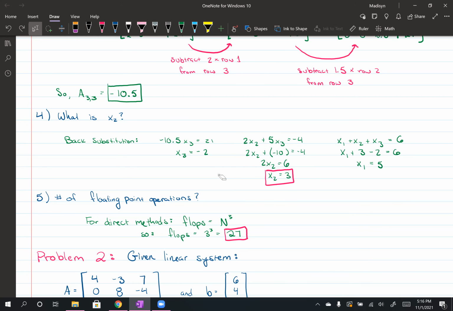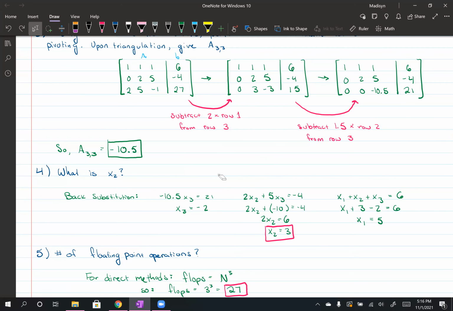And so, simple algebra, really. All you're doing is changing your upper triangulated matrix A and your vector B into your normal systems of equations. So starting with your bottom one, negative 10.5 times x3, because that's the third column, equals 21. Solve for it. Plug in negative 2 for your x3 in your next one. So it would become 2 times x2 plus 5x3 equals negative 4. And you continue on. We only asked for x2, so technically you could stop here, but I finished it out just so you could see.